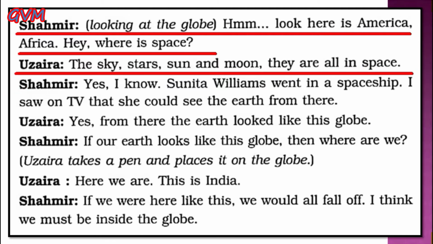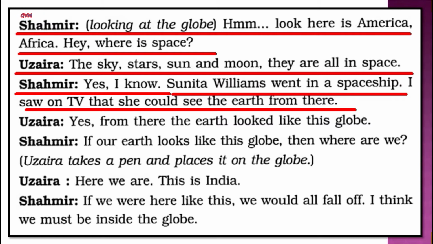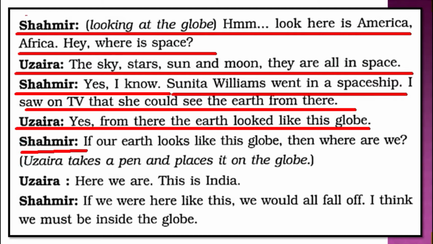Then student, Shahmir replied, yes, I know that. Sunita Williams went in a spaceship. I saw on TV that she could see the Earth from there. Then Shahmir told Uzaira that he knew that sky, stars, sun and moon are all in space, and he also heard that Sunita Williams went in a spaceship, and he also saw on TV that she could see the Earth from there. Then students, Uzaira said, yes, from there, means from space, the Earth looked like this globe. Then students, Shahmir asked Uzaira, if our Earth looks like this globe, then where are we?